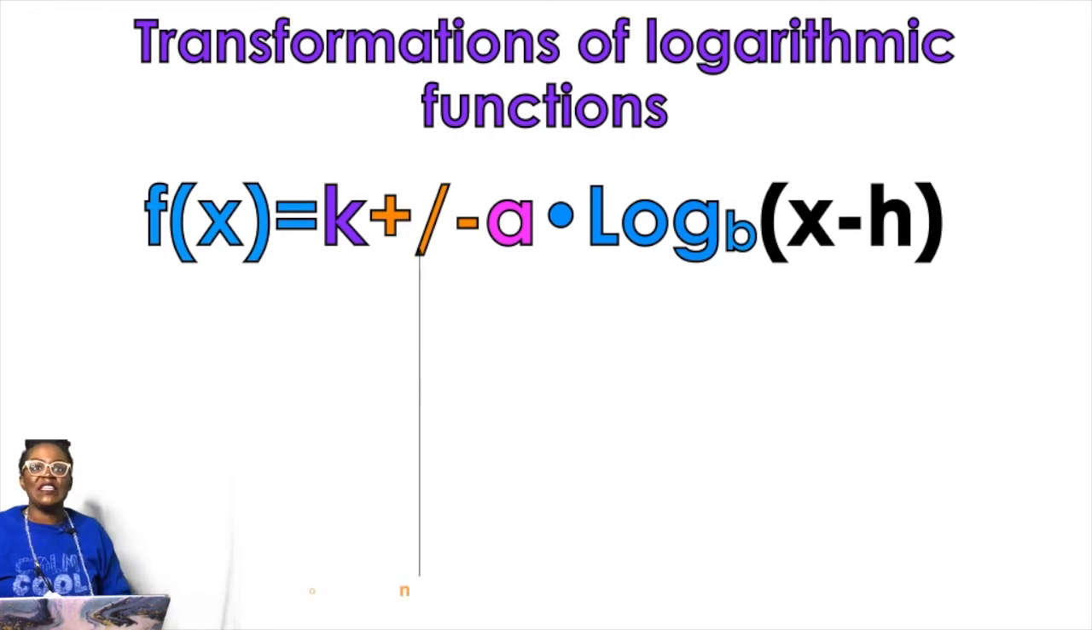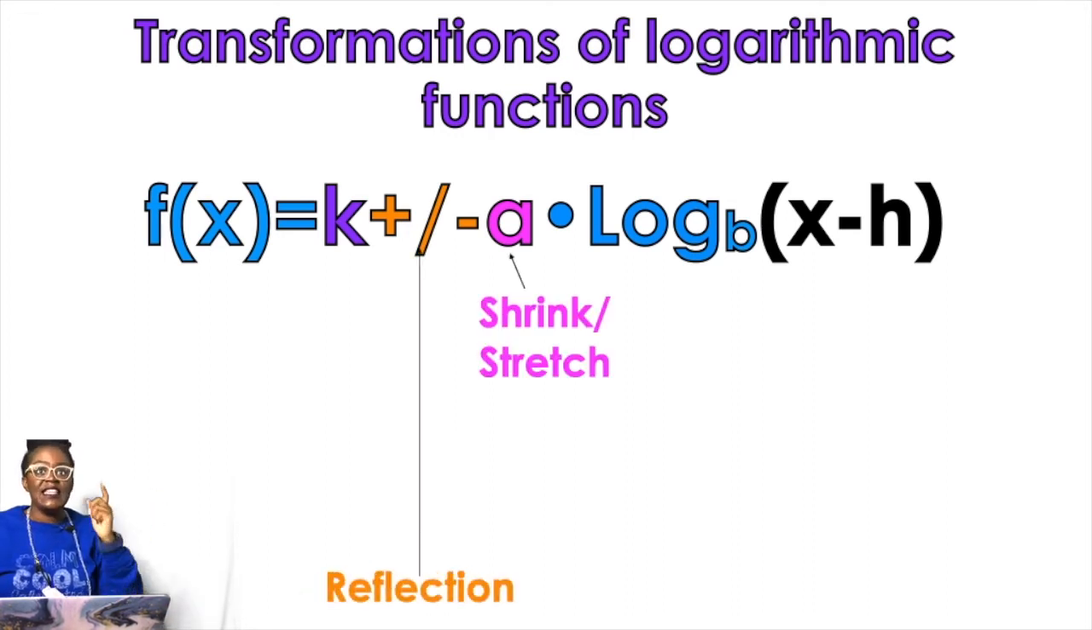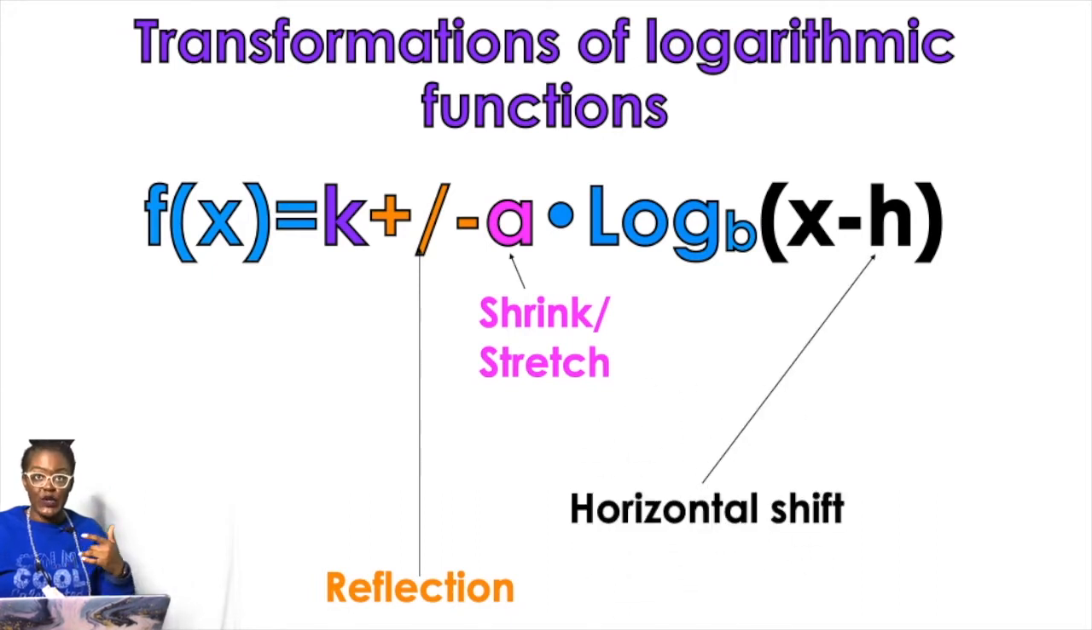But they do the same thing. So if I have a negative, that's going to be a reflection across the x-axis. The a value is going to be my stretch. My h is my horizontal shift, but remember it's the opposite of h, that's what minus means.